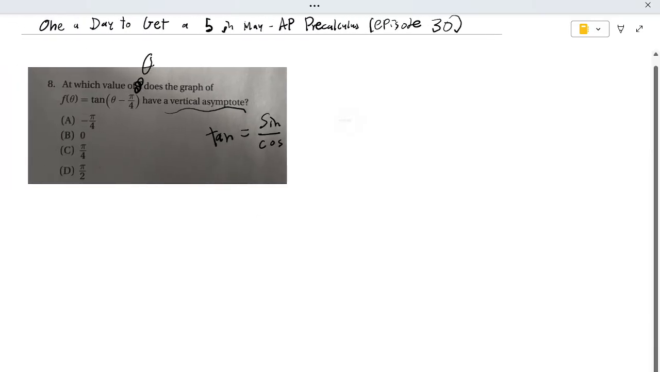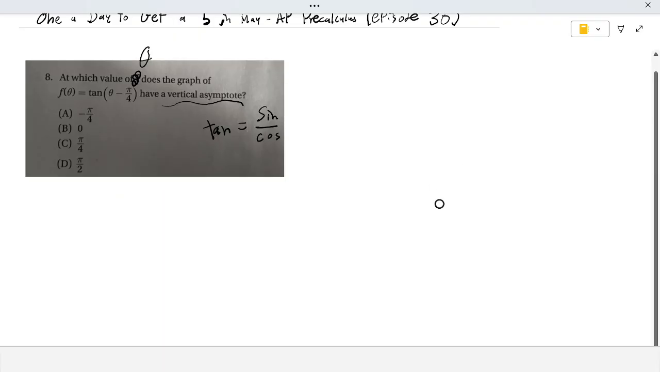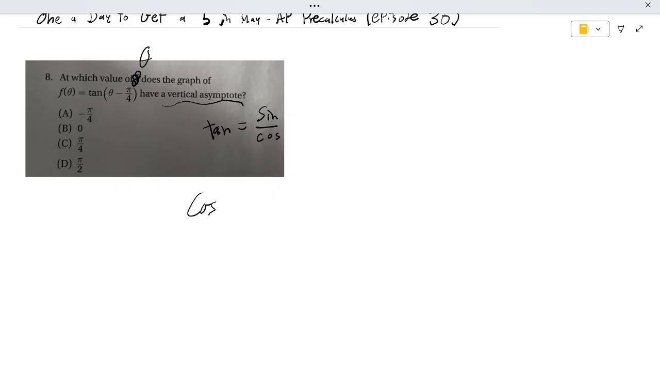So the vertical asymptotes occur when the denominator is 0. That's just saying when the cosine is 0. But for us, it's going to be sine of theta minus pi over 4 over cosine of theta minus pi over 4, because that's the argument we have for tangent here. So when is cosine of theta minus pi over 4 equal to 0?